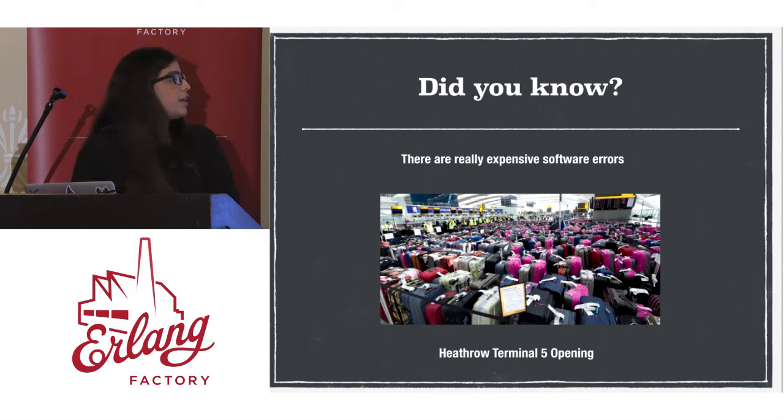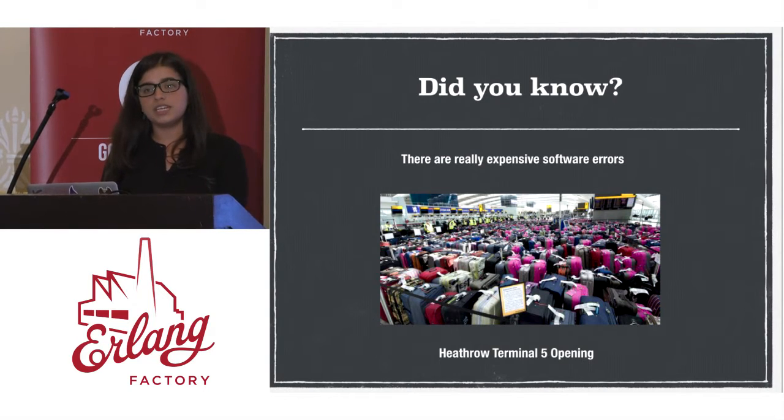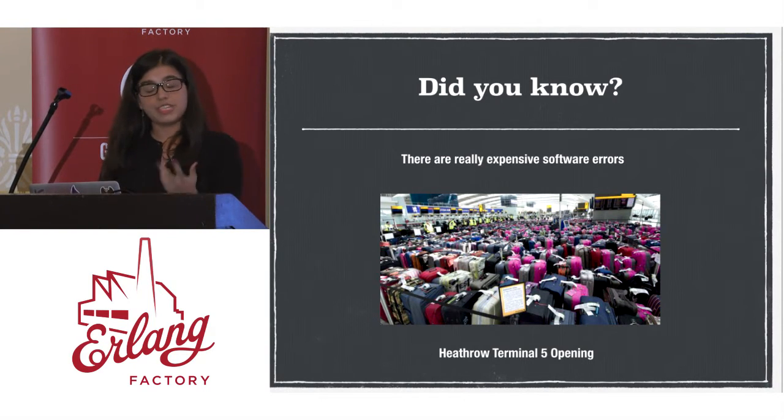Also, the Heathrow Terminal 5 opening. It misplaced more than 223,000 bags, canceled more than 500 flights, and made losses of £16 million. Why? Because 2 weeks before the opening, while they were testing, they left the testing data in the database, and when they did the opening, the system couldn't handle all this, so this tragedy happened.